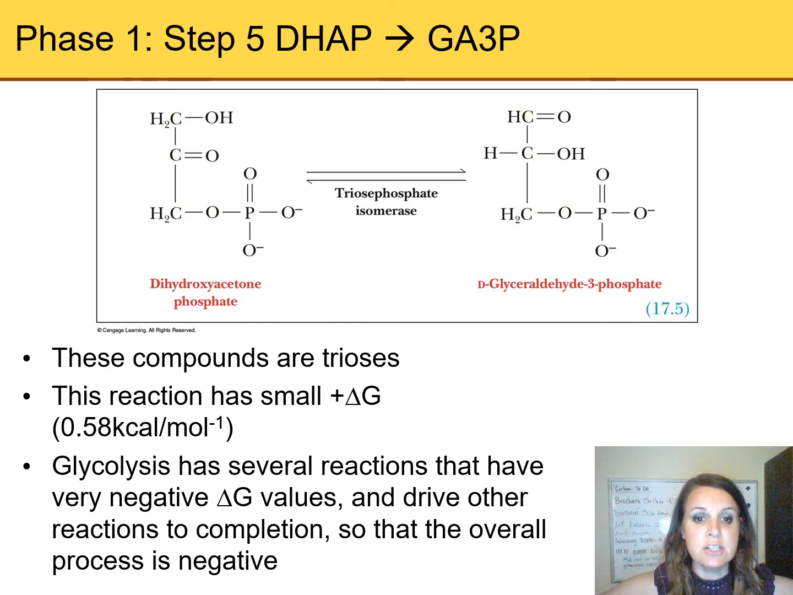This reaction actually has a small positive delta G, but what you're going to need to learn is that glycolysis has several reactions that have very negative delta Gs. Those negative delta G reactions tend to drive the reactions that have a positive delta G, so that the overall process is negative. We're going to look more at the delta Gs when we do the second half of this chapter.